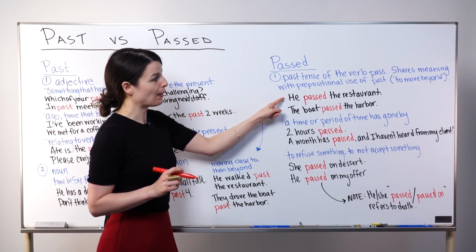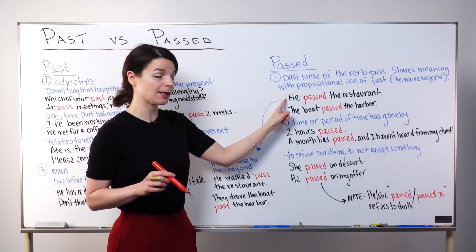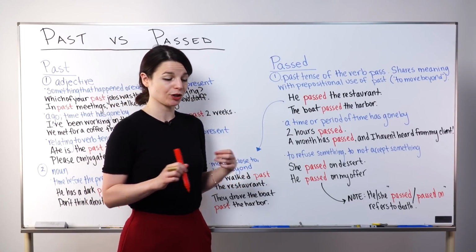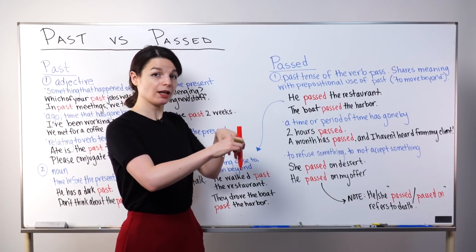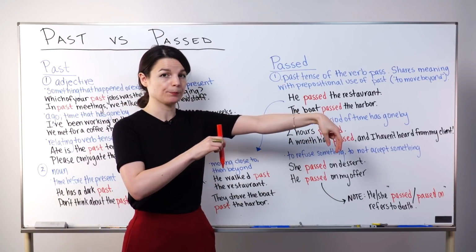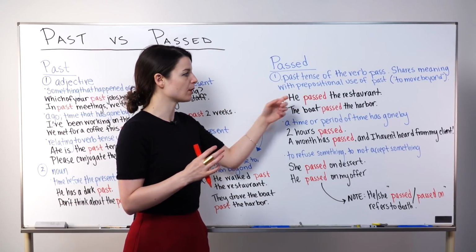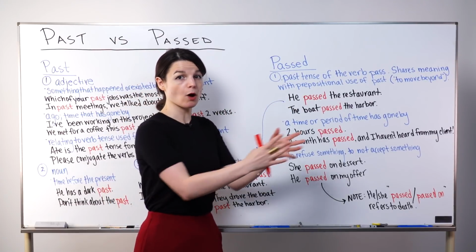Here, he passed the restaurant. He passed the restaurant. So I can use the same example I mentioned earlier. So to move in a direction and then to move beyond something. You'll notice here there's no verb, there's no hint about how he moved.